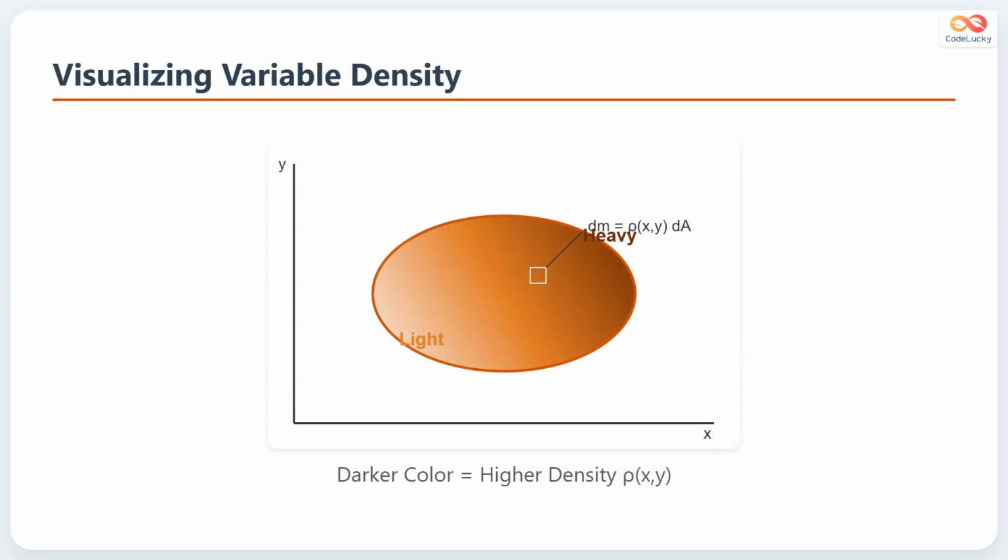Think of a metal plate where some parts are heavy and others are light, shown here by the color gradient. The double integral accounts for these density variations at every point to give the correct total mass.